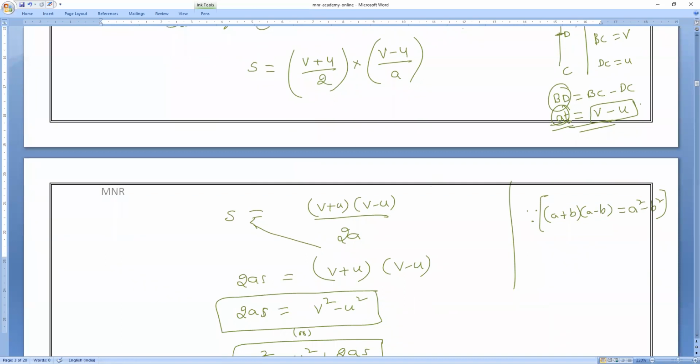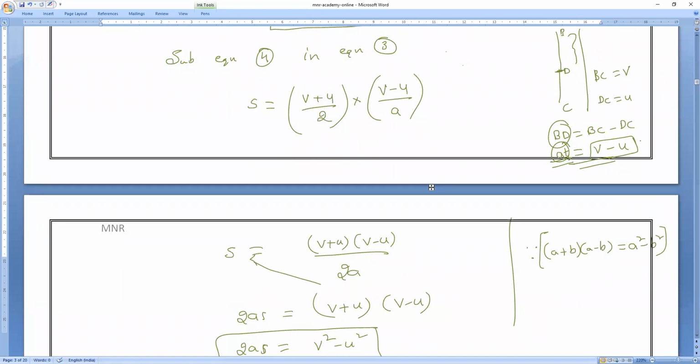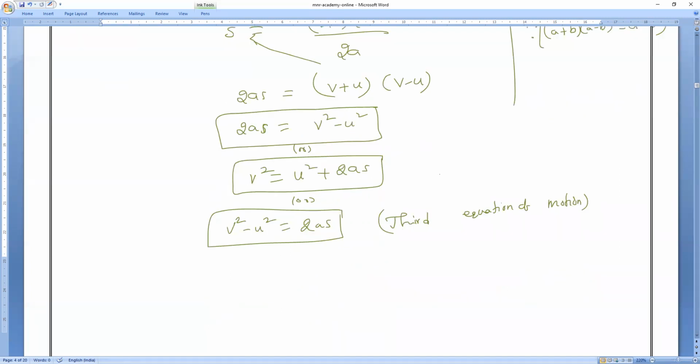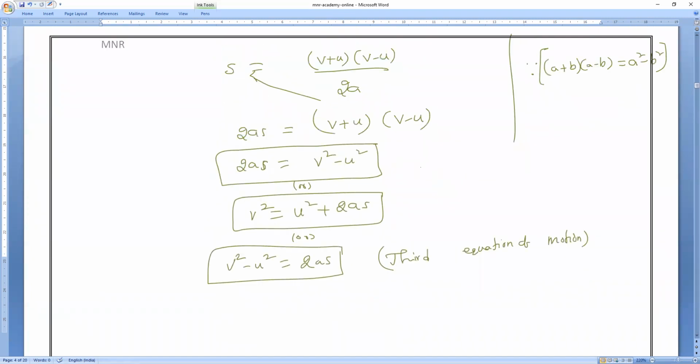Any doubt, anybody? Pranav? Clear? So that's all three equations of motion. Anyone having any doubt, you can ask. Or else that's fine. So this is today's class, and tomorrow we'll solve the numericals. Okay, so complete it and wind up. I'll send the PDF also. We'll continue from here.